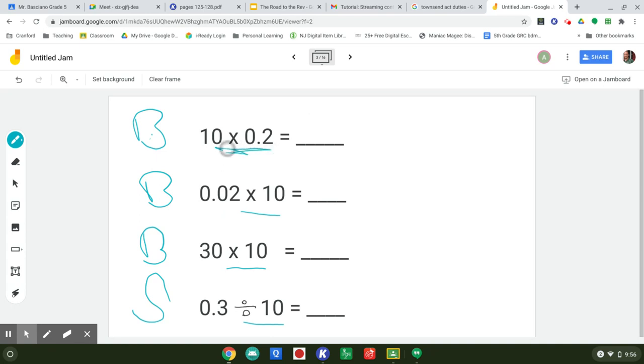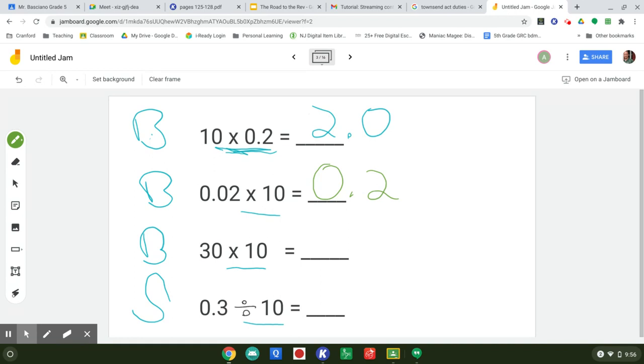And so you can see how you have 10 times 2/10. Well, what is bigger than 2/10? One place value to the left is going to be 2 wholes. Let's look at the next one. So 2/100 times 10. That's going to give you something bigger, which is 2/10.